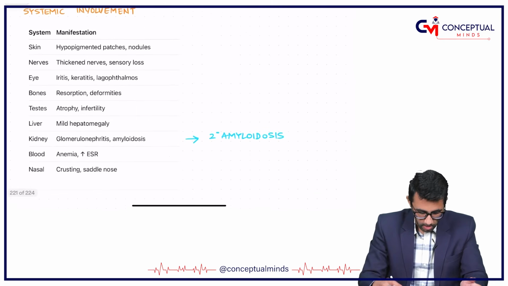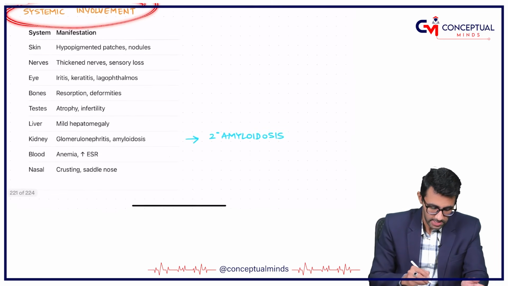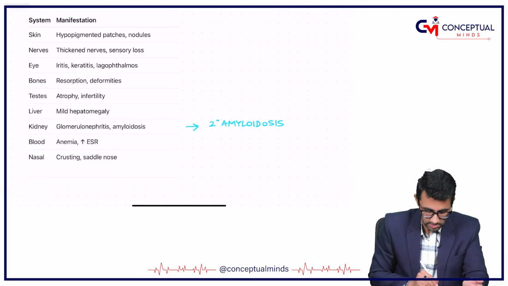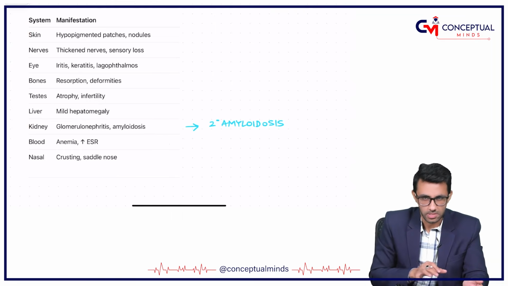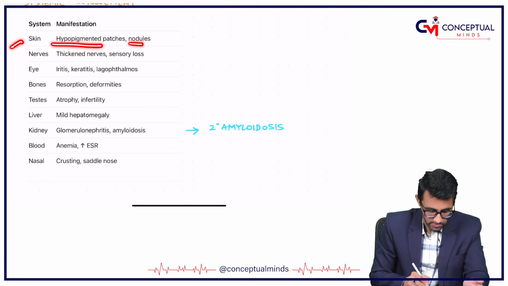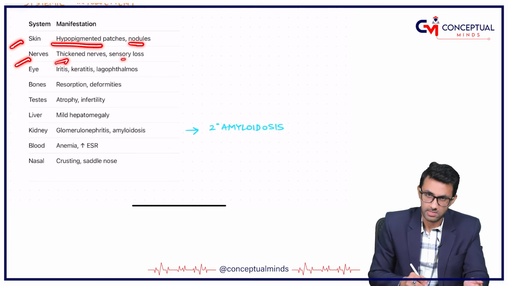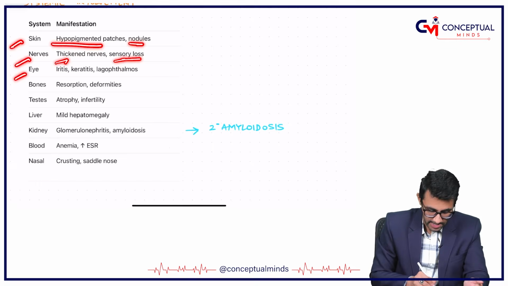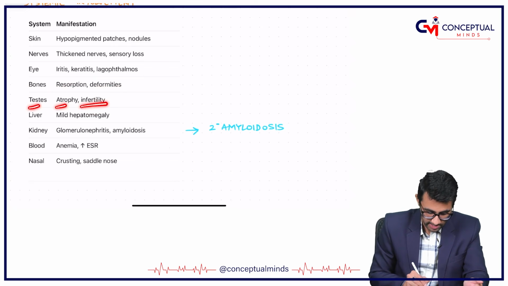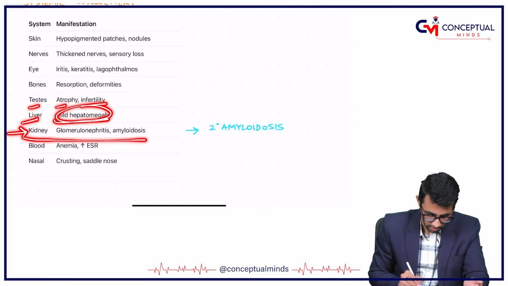How about the systemic involvement in this disease? Yes, we read about the skin. This is kind of a summary. I just wanted to add this one point. So this whole thing is made up of: skin, where we saw hypopigmented patches, nodules, thickened nerves, and sensory loss as well. Eyes, iritis, keratitis, we saw. Bones, there is reabsorption and there are deformities. Testes, atrophy and infertility. In the liver, there is mild hepatomegaly, but this one is the most important one.